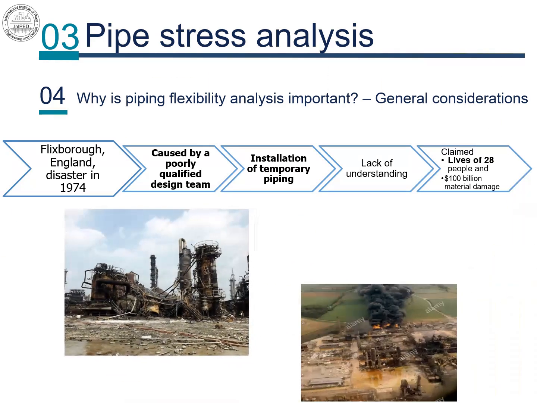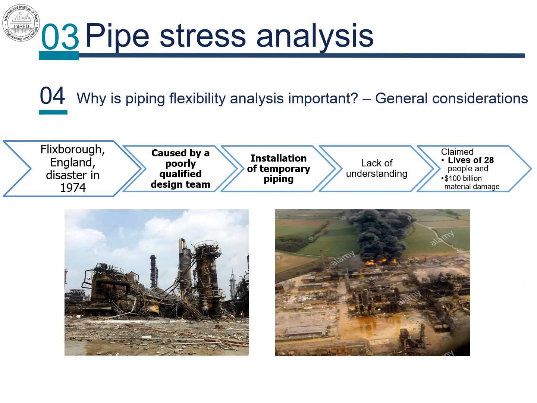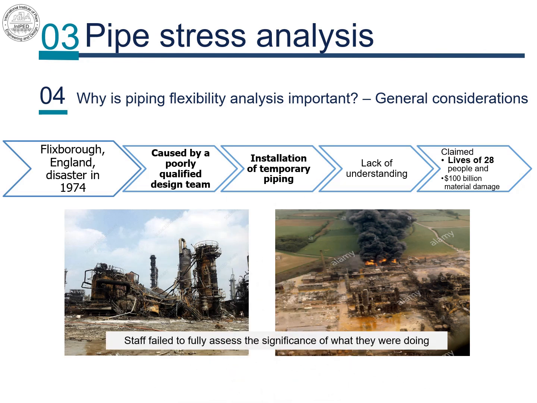The subsequent investigation revealed the following: even though a significant crack, 6 feet long, was found in Reactor 5, the urgency to resume production distracted staff from critical consideration of their plans that could have identified the hazards involved. And they failed to fully assess the significance of what they were doing. So the decision was made to restart the process without inspecting the other reactors to determine if similar cracks existed.